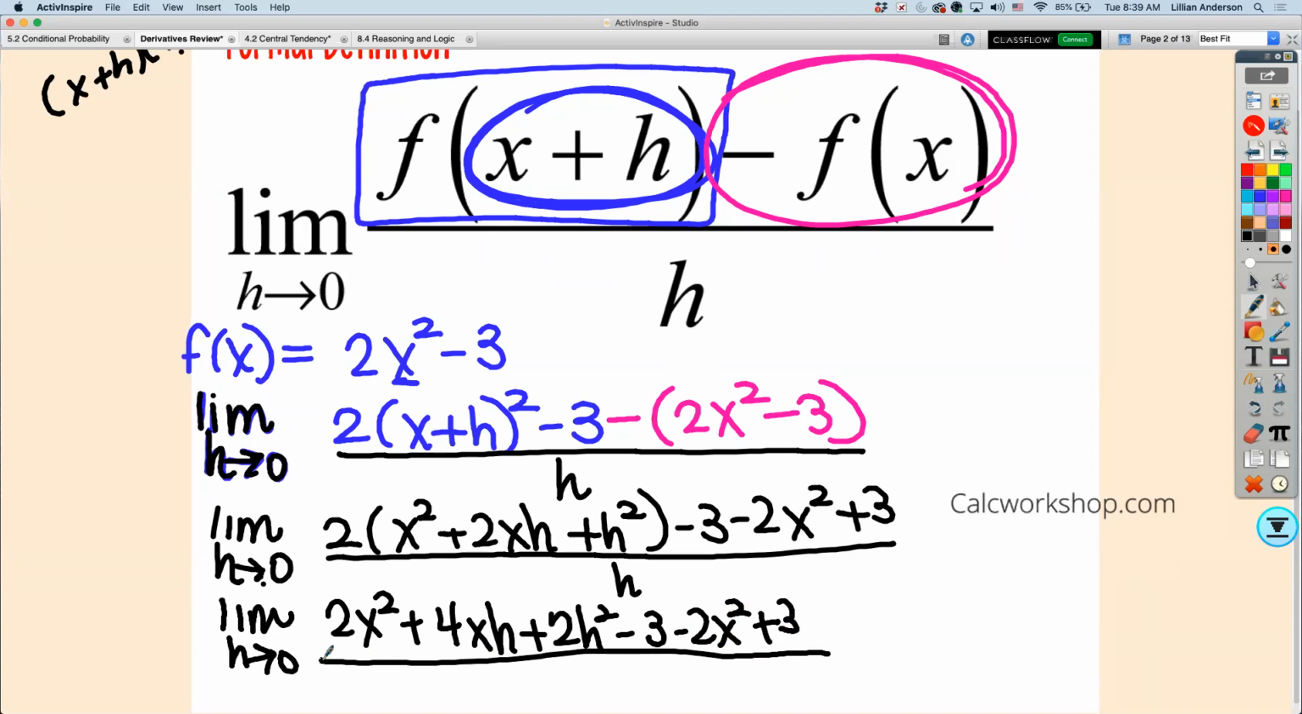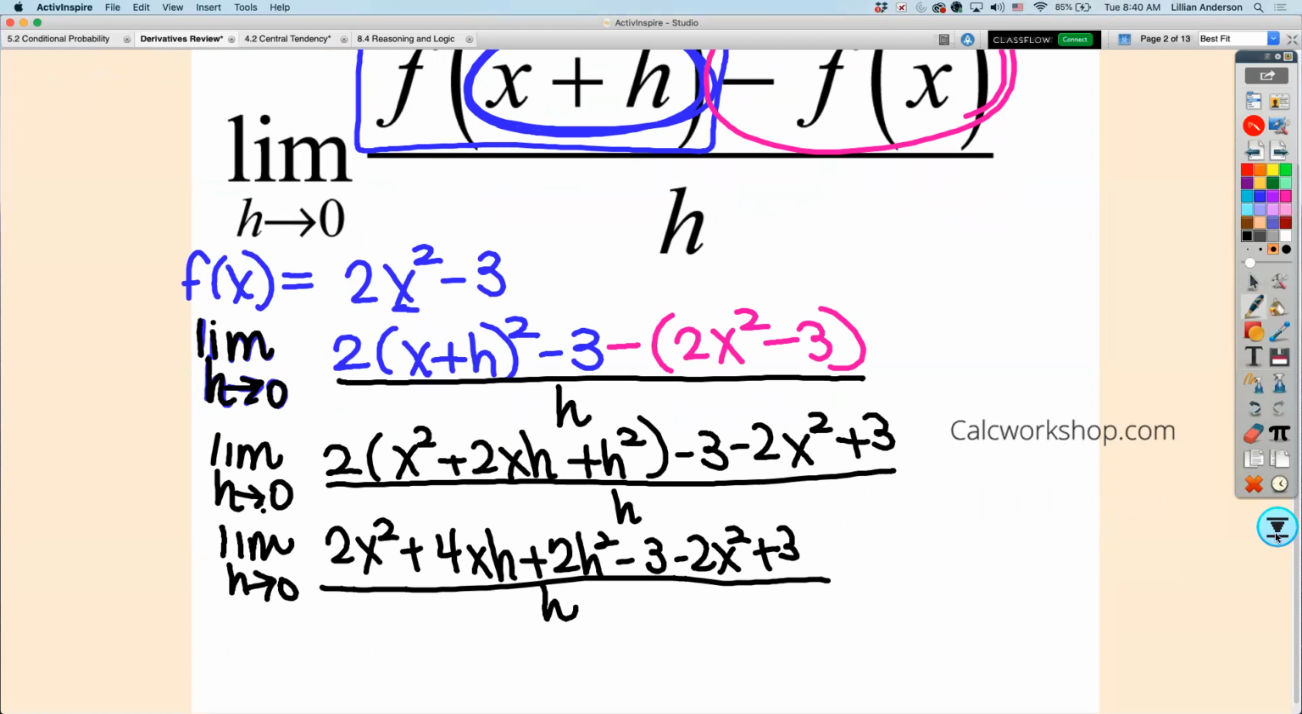Again, the formal definition is how we can show what the derivative is going to end up being. So I want to make sure I don't leave out any steps. Once I distribute, what do you see? Some terms cancel out, so it'll be 4xh plus 2h squared. Very good. Over h, yep.